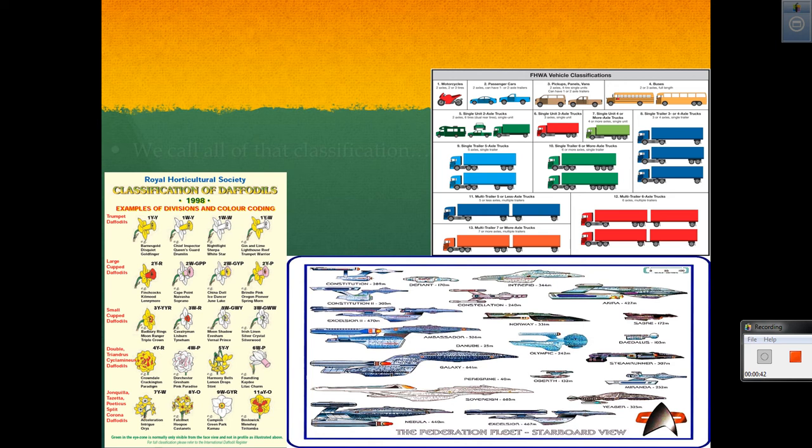So we have the classification of our vehicles, motorcycles, passenger cars, what you would go to the DMV to get a special license for. We have the Federation fleet, where we would classify these different ships based upon their shape and their capabilities. We even classify daffodils based upon their cup size, the size of the trumpet that is on the daffodil, or the number of petals that they have.